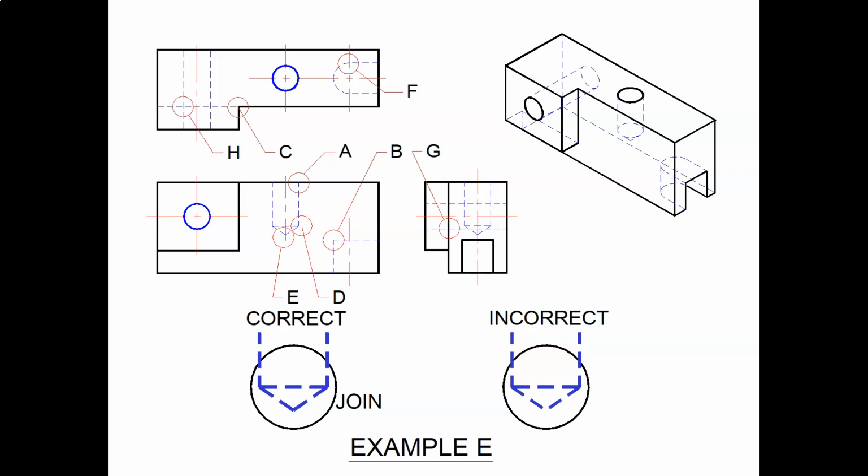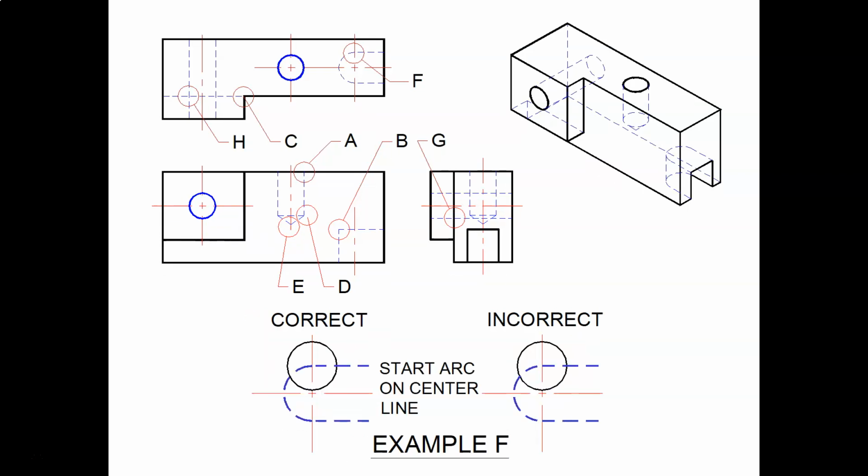In F, what we've got is a curved feature that comes around. It's hidden up in the top view, and we've got a curved feature in the back of that view, and then it goes straight like a slot. Well, what we want to do is take the curved feature to the center line and then back off the straight lines. If you notice, that's what it's showing us in the correct view. So start the arc on the center line and finish it on the center line, and then back your horizontal lines or your straight lines off of that.